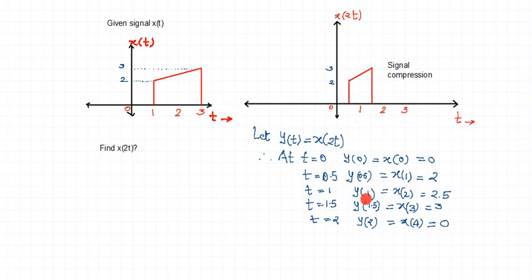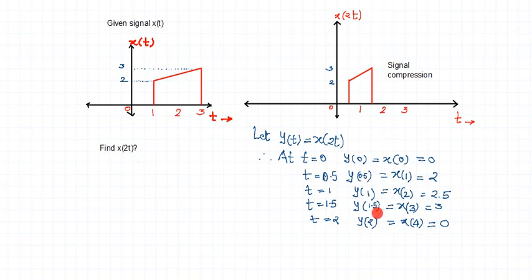At t is equal to 1, what is the magnitude? y of 1 becomes 2.5. So at y of 1, it becomes 2.5. Right? So at 1, you could say y of 1, the magnitude is 2.5.